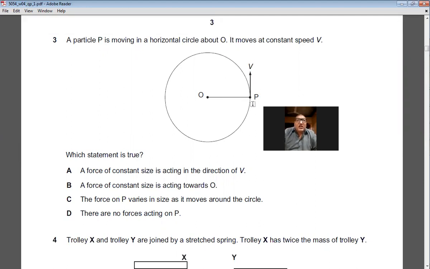Your motion is along this tangent. A force of constant size is acting in the direction of the V. That's wrong. A force of constant size is acting towards O. That's right answer. The force on the P varies in size as it moves around the circle. That is not true because the body is moving with the constant speed. There are no forces acting on P. That is also wrong. So B is the choice.